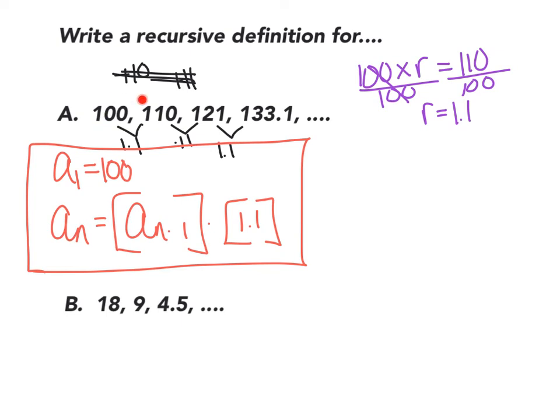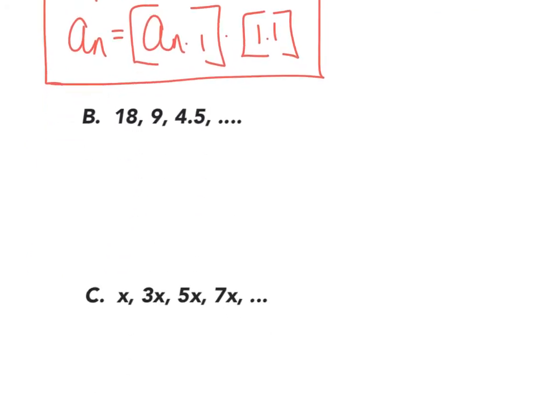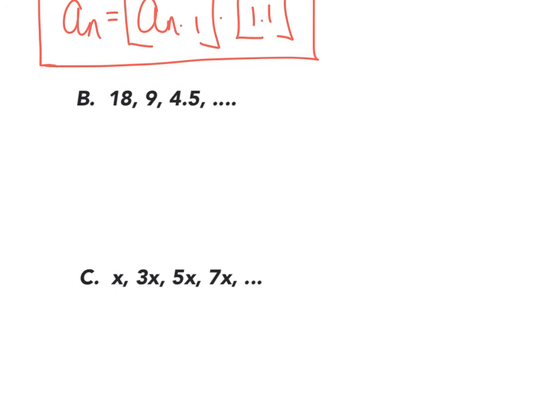So again, if it's not an obvious multiplication, just say 100 times what equals the next term, and you got it. All right, let's try B. My pattern goes from 18 to 9 to 4.5. So again, my first instinct says subtract. 18 minus 9 is 9. So I'm going to subtract 9 and see if that pattern works. 9 minus 9 is not 4.5. So my idea of subtracting is out again.